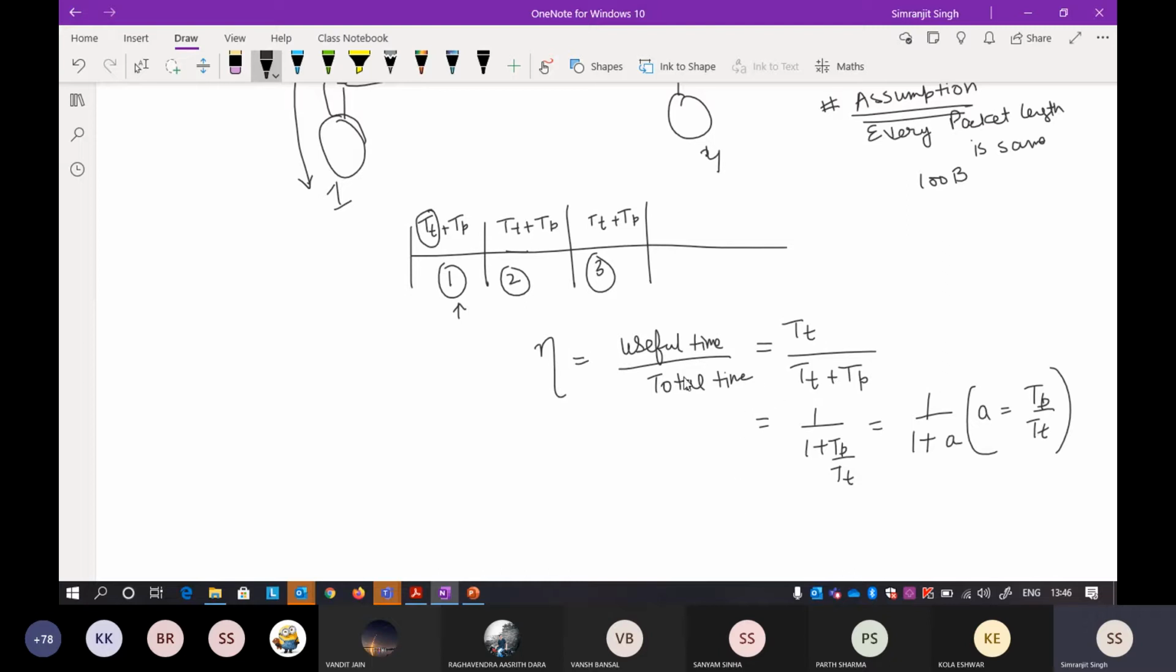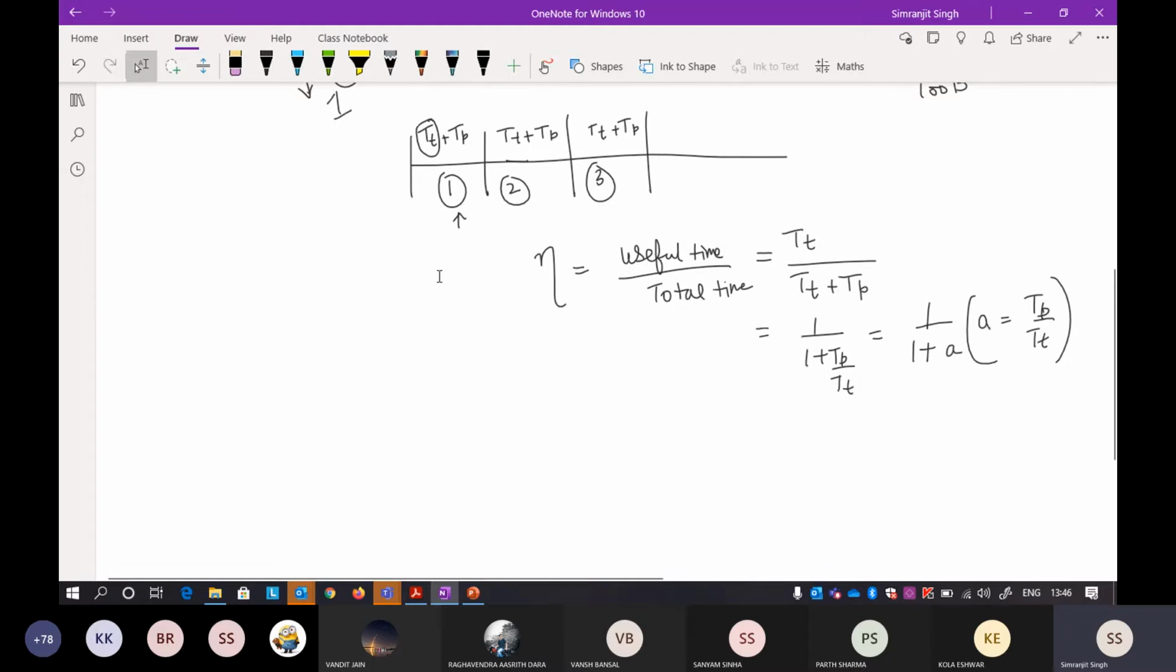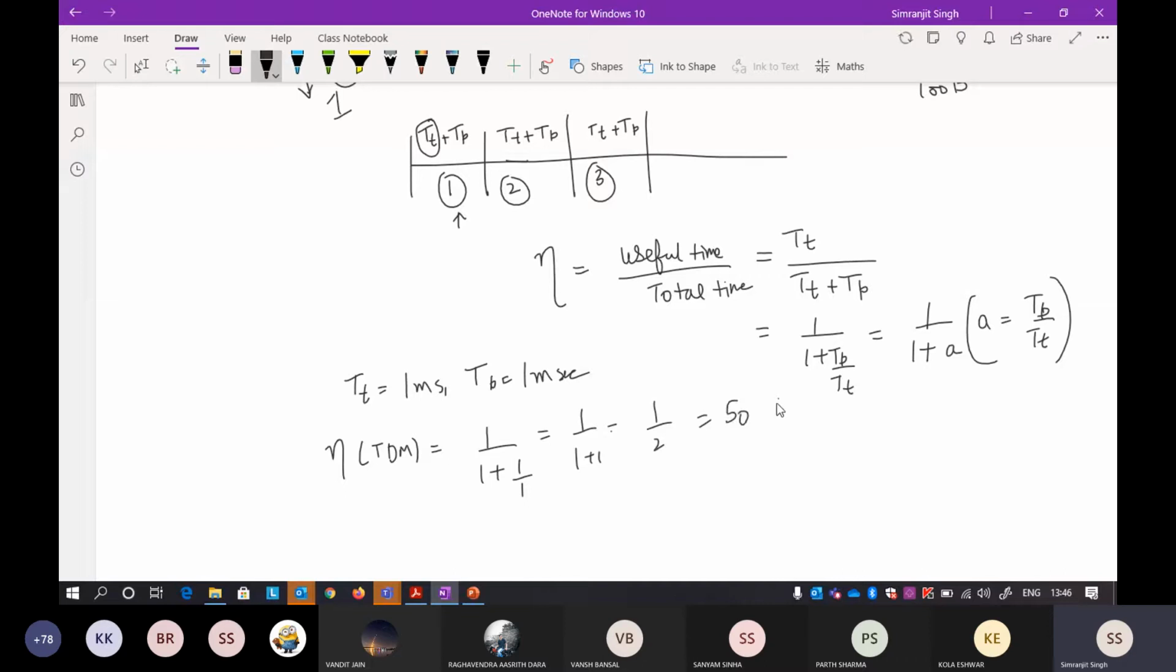Okay, so you can see your efficiency is around, if I just take an example, my TT is 1 millisecond and my TP is suppose 1 millisecond also. So what is the efficiency in this case when I'm using TDM? Efficiency in case of TDM will be 1 over 1 plus A. 1 over 1 plus A, where A is TP by TT, that is 1 by 1. So 1 over 1 plus 1, that is 1 over 2, that is 50% efficiency.